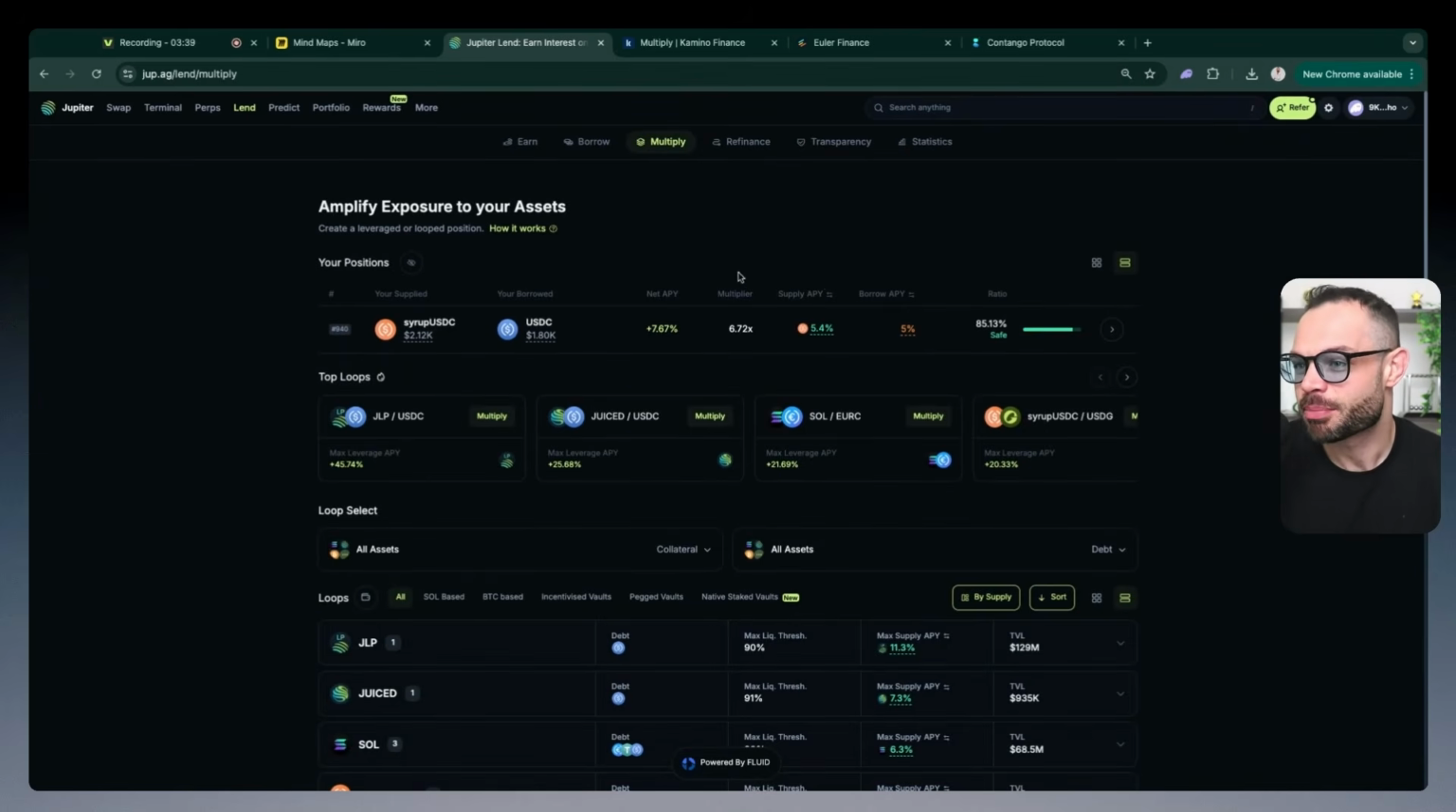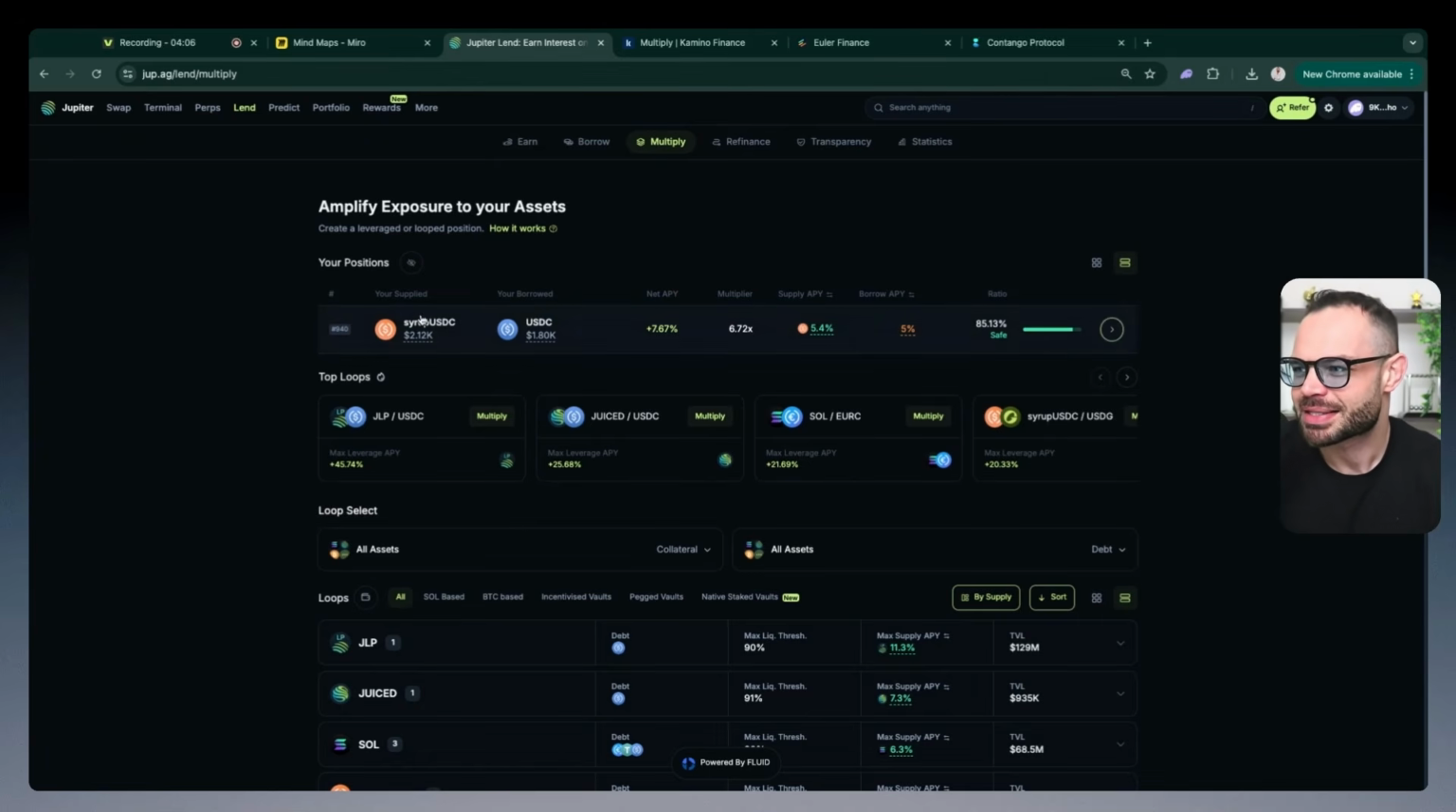Over the past few months, this net APY has actually gone down, because just a couple of months ago, the supply APY on the Syrup USDC was closer to 6%, and the borrow APY was closer to 4%. So this has come down from 15-16% net APY to 7.6%, but I've earned on average about 12 or 13% net APY on this position over the past few months.